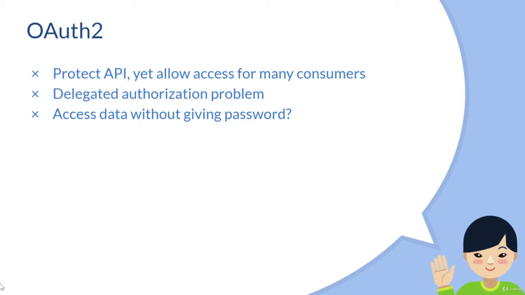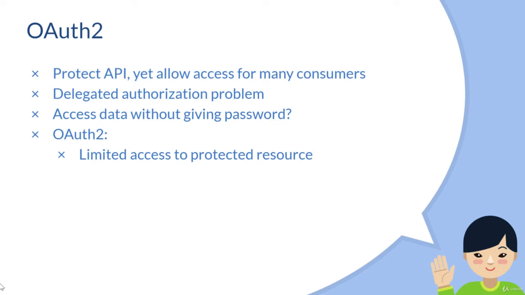This is where OAuth 2 takes place. OAuth 2 provides a way for an application to gain limited access to protected resources, something like a bank account balance or any other sensitive information a user might wish to access from an application. But to get that data, the user does not need to give their login credentials to the application.